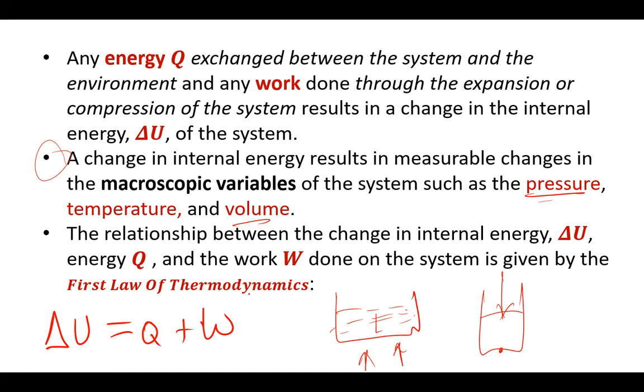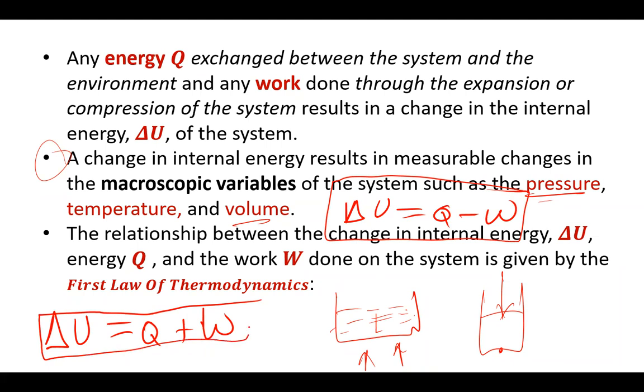So the work here is being done on the system. If it's the system that is doing work, you expect the formula to be the change in internal energy is equal to Q minus W. So when you find this, you need to know that it's work done by the system, and this one is the work done on the system. If you are dealing with gases, you can say this one is work done on a gas, and in this one, a gas is the one that is doing work.